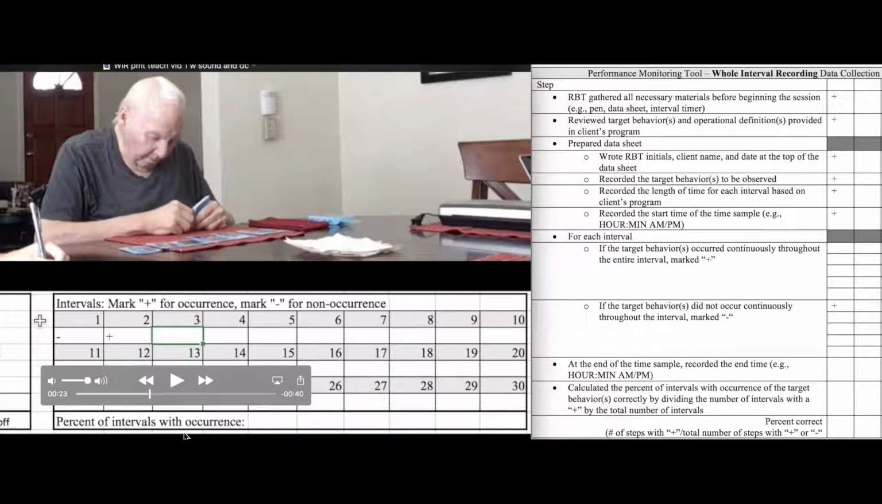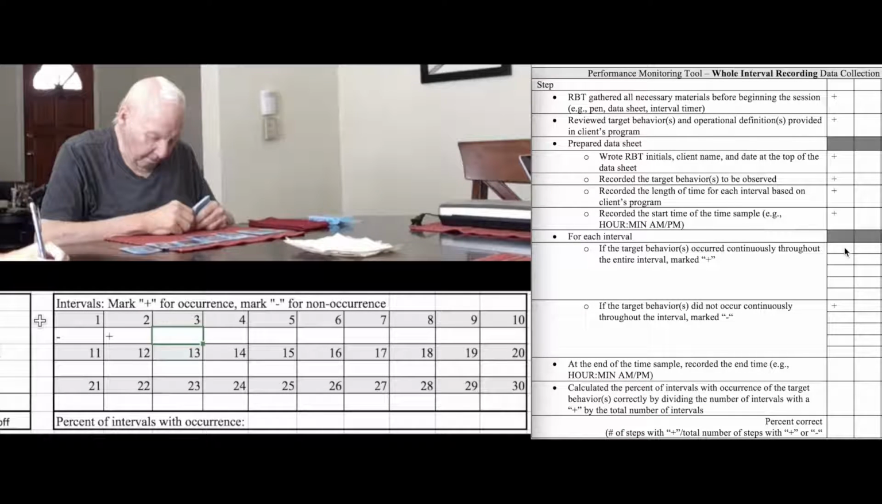All right, good job once again. For that entire 10 seconds, the client's eyes were closed and his chin is dropped towards his chest. So she was correct in giving him a plus because the nodding off occurred for the full 10 seconds. Over here on our PMT, we're going to go ahead and give her another plus for accurately marking that the behavior occurred throughout the entire interval.